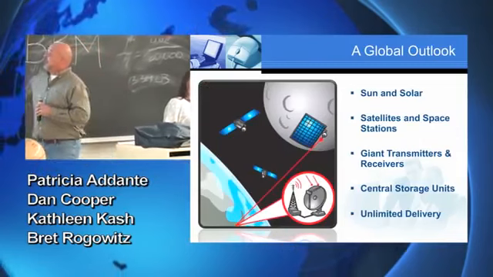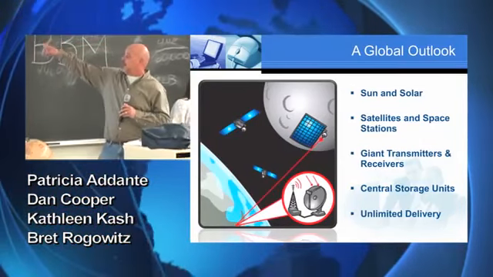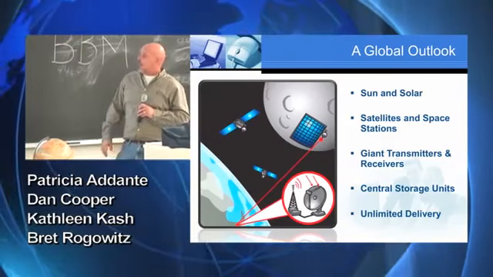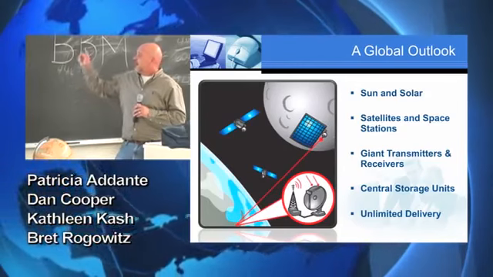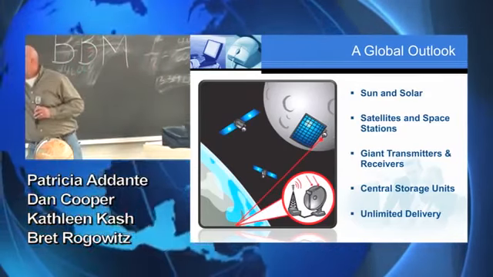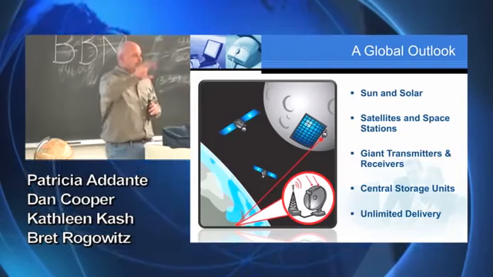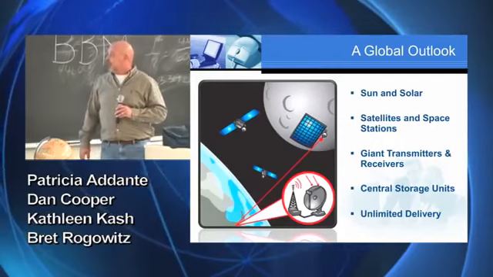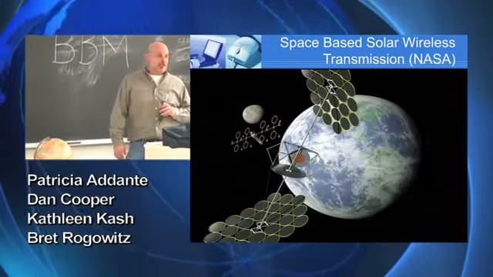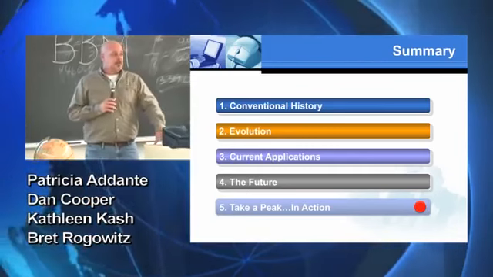Next slide. Later on down the road, this is what we're looking at. Transmitting power from the sun to satellites in the sky. So sun and solar power, satellites to space stations, down to giant transmitters here on Earth, and receivers to a central storage unit, and then it's supplied to every house, every school, every device in the world. Next slide. Here's an actual look in space of what it's going to look like. And that's it. What are your questions?